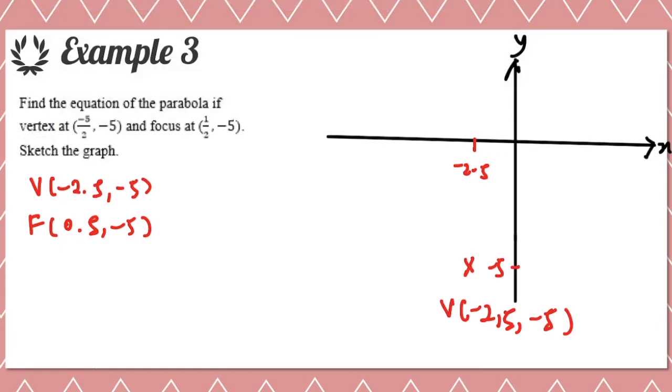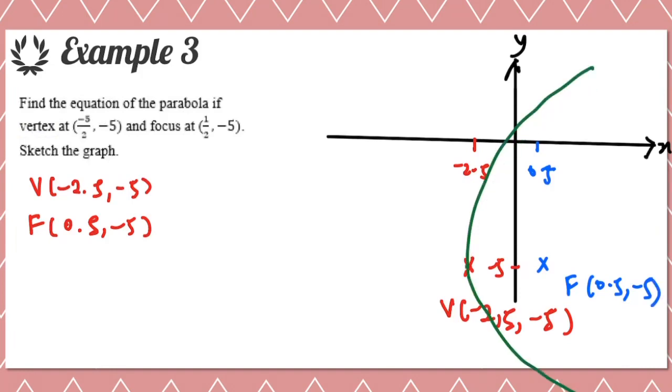Next, let's fill in our focus. Our focus is at 0.5, negative 5. So here is your focus. From here we need to identify where the opening of the graph is. Since the focus is in front of your vertex, we know that this graph is opening towards your right. So let's draw it.